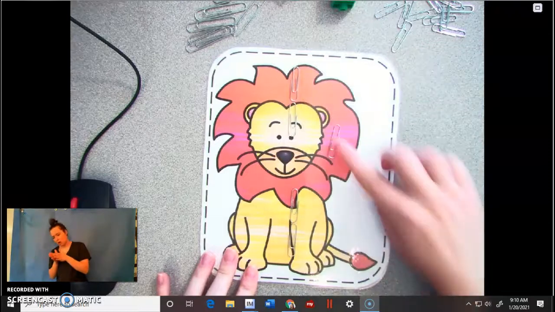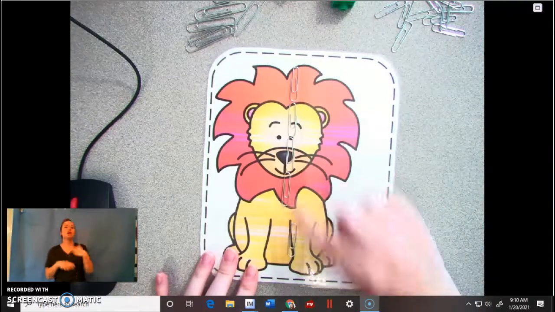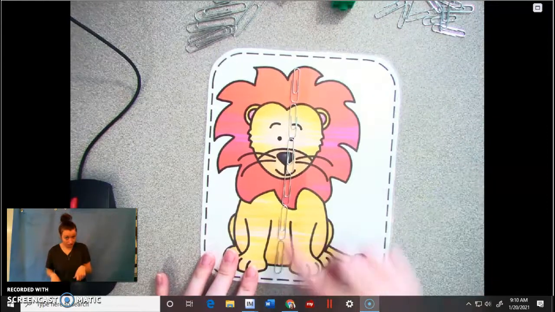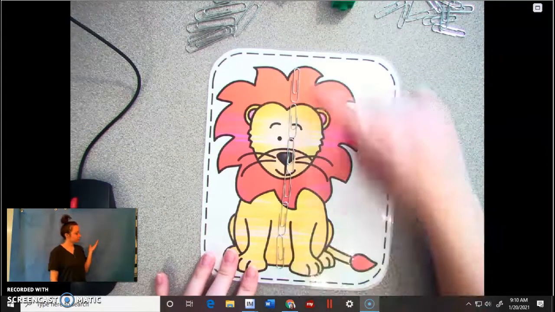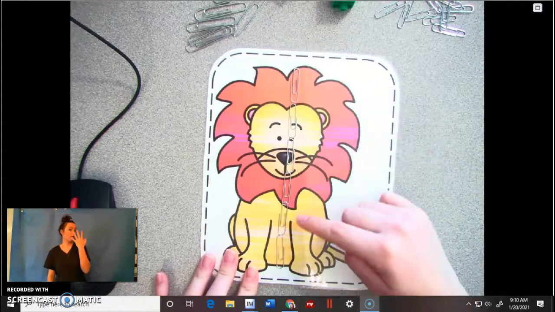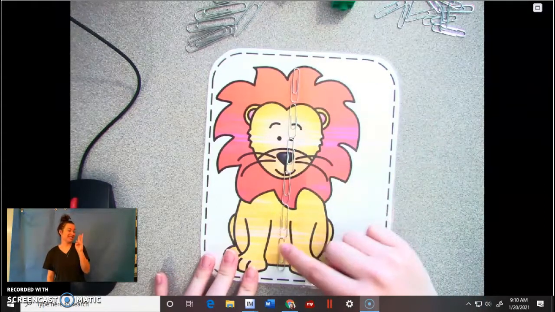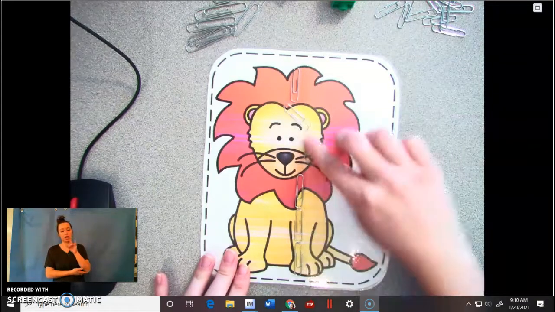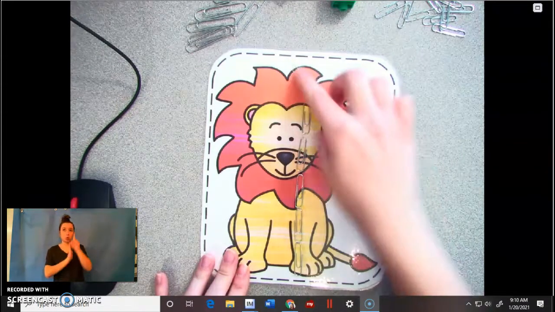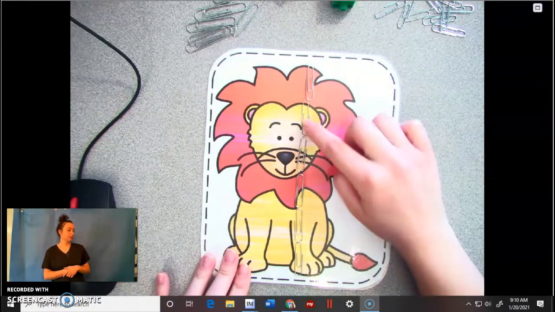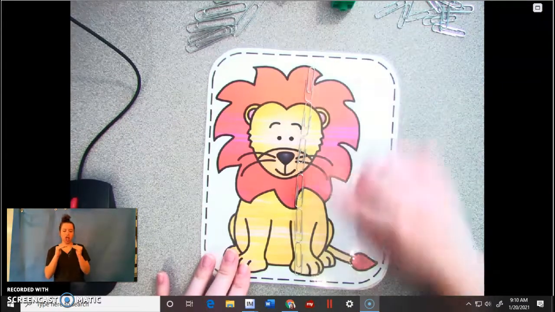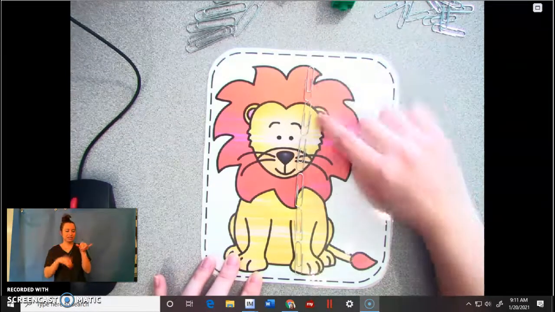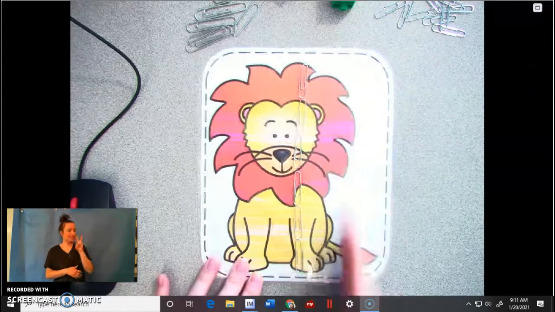Remember, they always have to be the same size. Let's see if that works a little better. So he is 1, 2, 3, 4, 5, 6 paper clips long. Let's see, his foot goes a little longer. Maybe, there we go. We have to make sure there's no gaps and no overlapping and that they're all the same size. So 6 small paper clips tall.